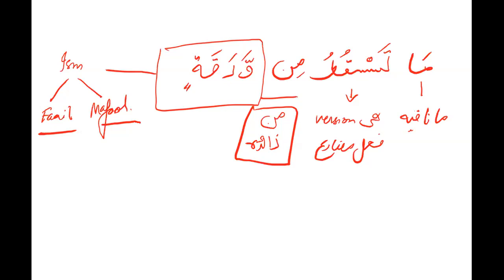We can continue. Okay. So, ma nafiya, right? Then min zaida. This we decided in the first step when we recognized min zaida. So now, our last task is to see whether the ism coming after min zaida is a fa'il or a maf'ul. And how will we do that? Here your self knowledge will come in handy.